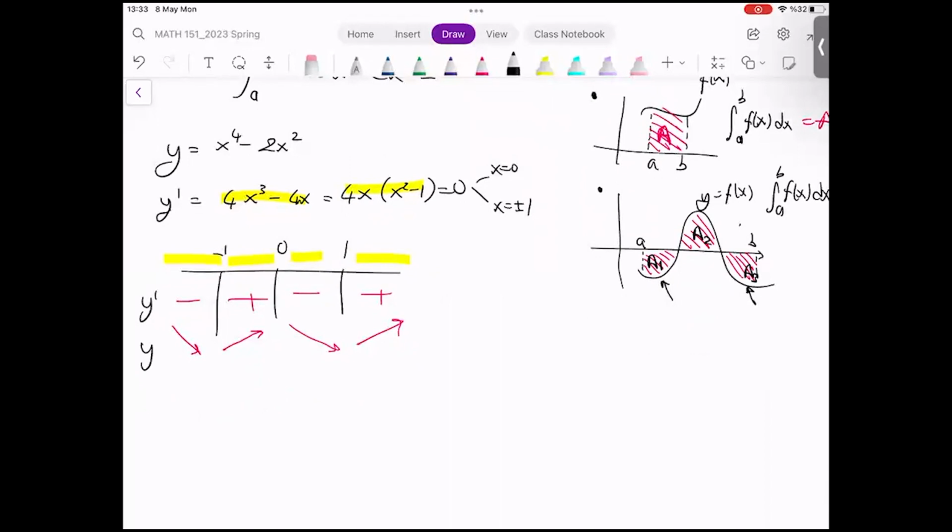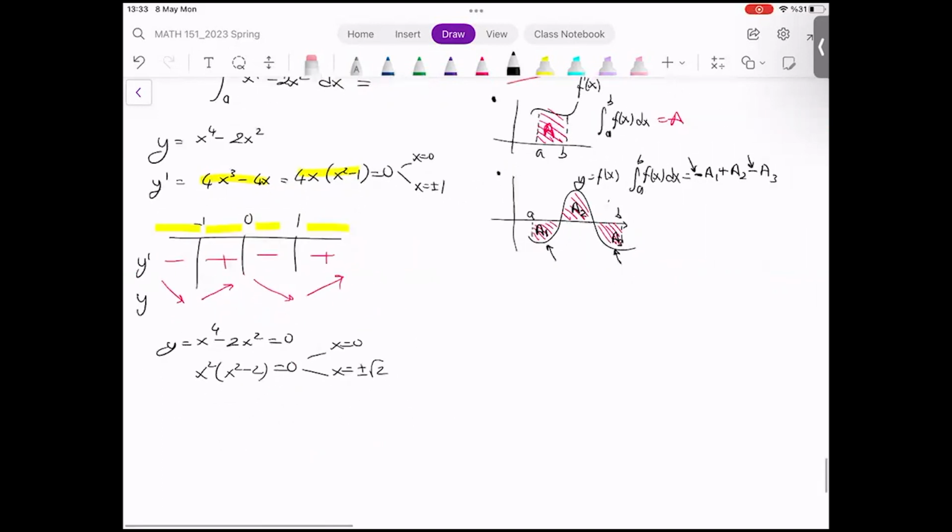It will also be useful for us to see the intercept points of this function. This is the original function. I want to understand the x-intercepts of it. So you can take the parentheses, x squared minus 2 is 0. So you see the intercepts. It is 0 plus minus square root 2.